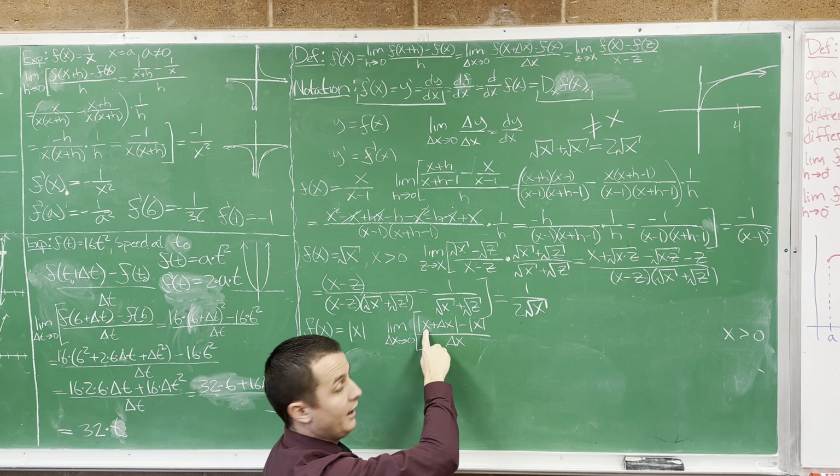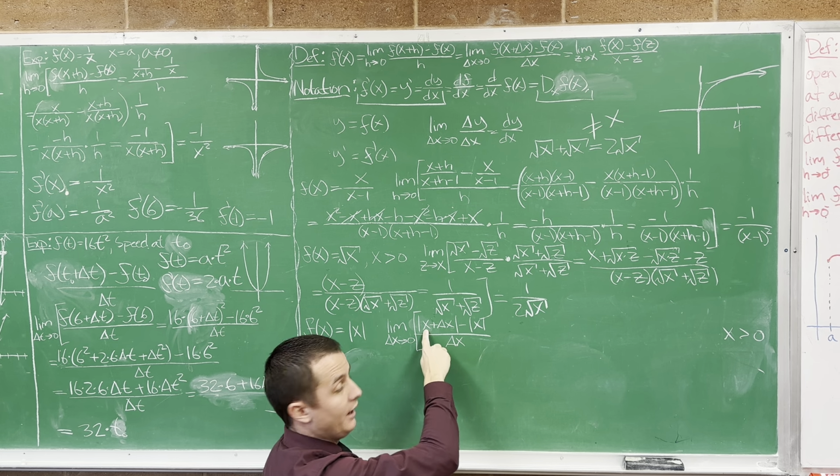You with me? Now, x and negative x add up to 0, so we get delta x over delta x. What's anything divided by itself? 1. Now take our limit. What's our limit of 1 as delta x approaches 0? 1.